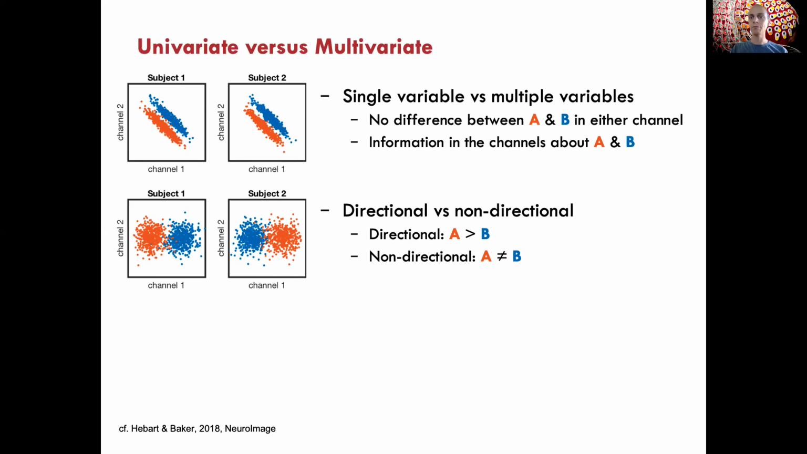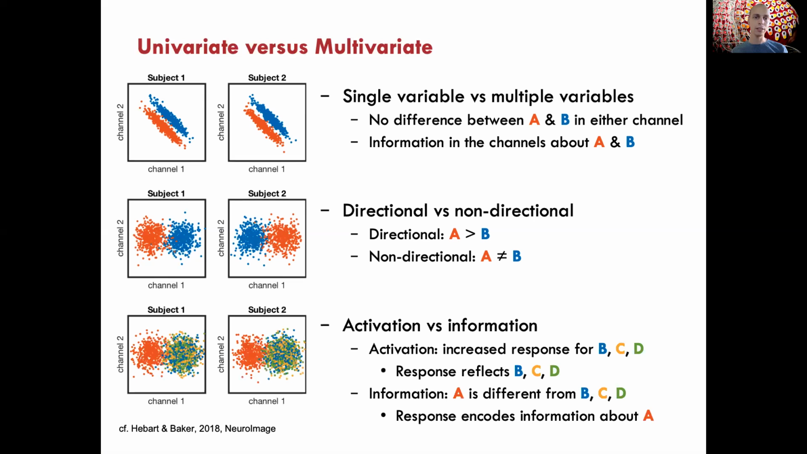And finally, we look for information rather than activation. So what I mean by that is the following. Here, in an app, we have examples of 4 conditions: red, blue, green, and yellow. In an activation-based approach, you would look at which conditions are associated with stronger activations on a particular channel. So here on channel 1, we may conclude that we have an increased response for blue, yellow, and green conditions. So that would mean that the response of these channels reflects blue, yellow, and green.